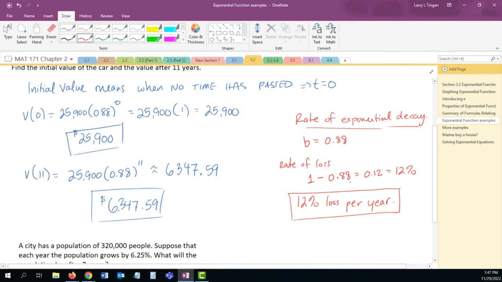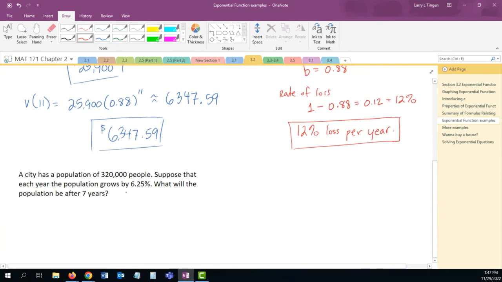If I've got loss, my base is going to be between 0 and 1. If I have growth, like I do in this problem, my base is going to be greater than 1. All right, so a city has a population of 320,000 people. Suppose that each year the population grows by 6.25%. What will the population be after 7 years?